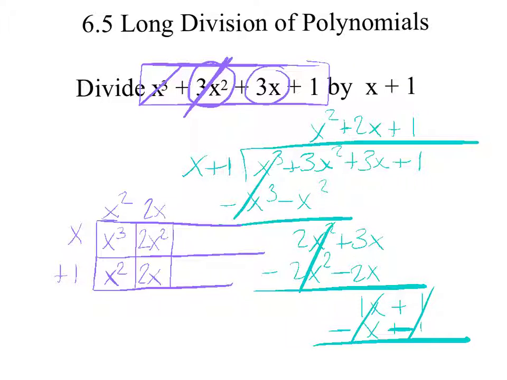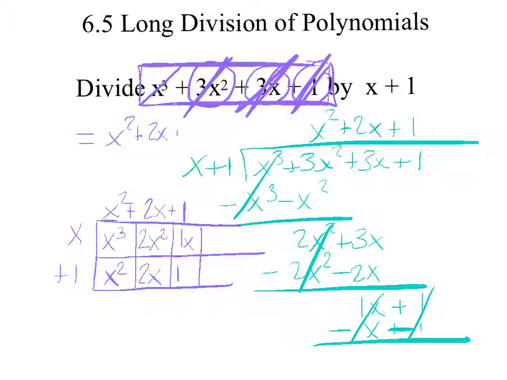Now I go to 3x and ask, what do I need? I need 1 more x. So now I've taken care of 3x. Then x times 1 gives me x, so I'm going to have to put a 1 above that. 1 times 1 is 1. What I need is a 1, and I have a 1, so I'm done. I've taken care of the entire polynomial. It's in there. So now I know my answer is x squared plus 2x plus 1. If I divide by x plus 1, it equals x squared plus 2x plus 1.